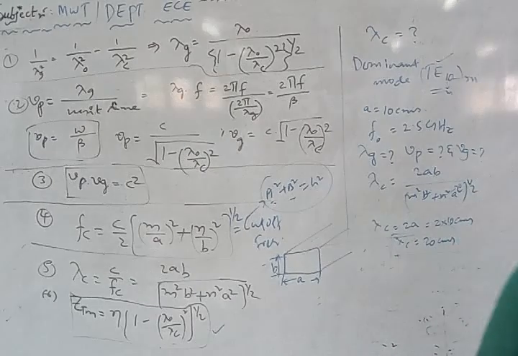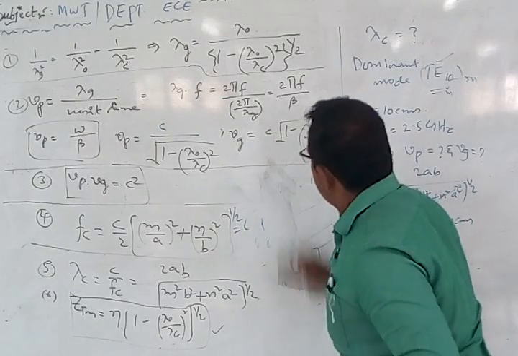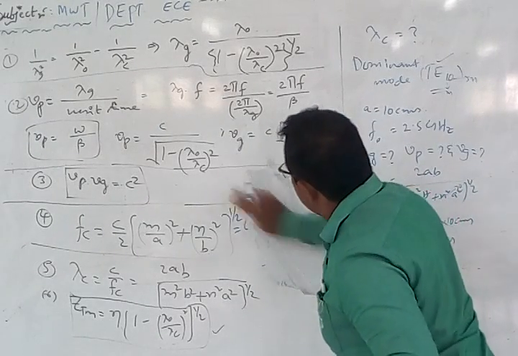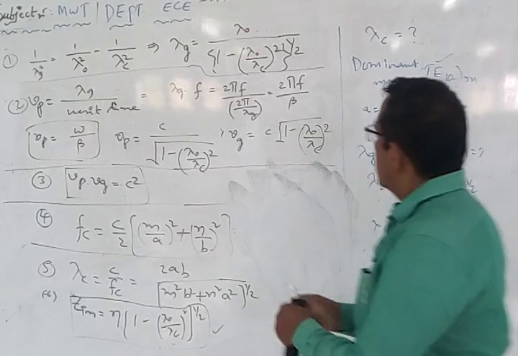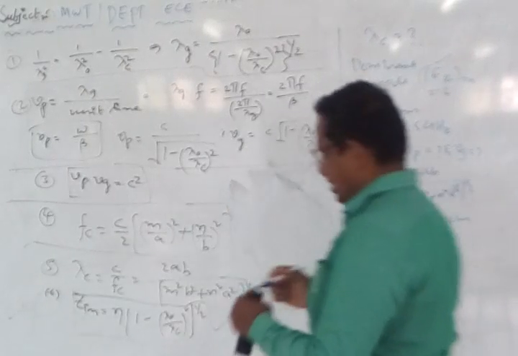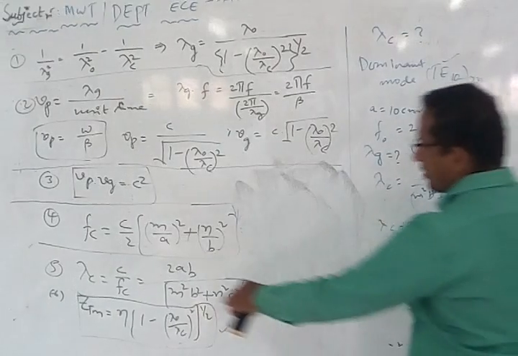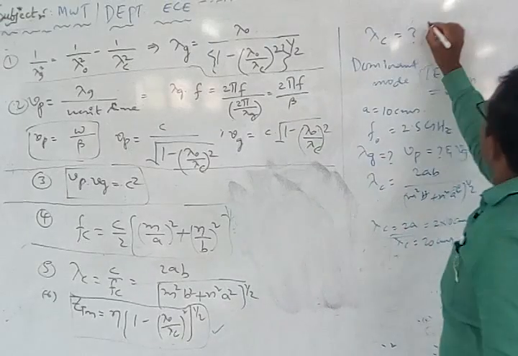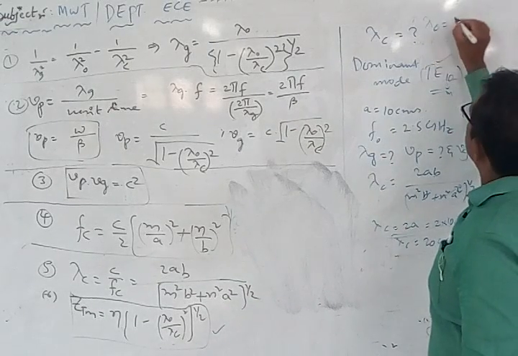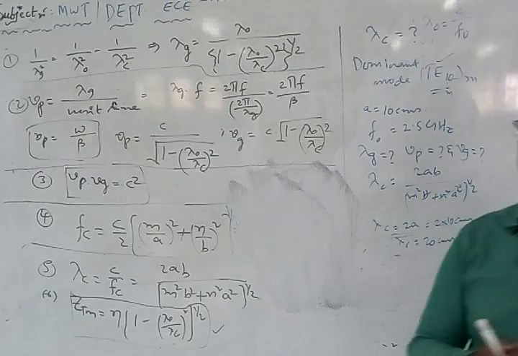How do we find out the lambda naught value? We have the formula lambda is equal to c by f. So the same formula I will use for lambda naught. Lambda naught is equal to c by f naught. That is the formula which we are going to use.